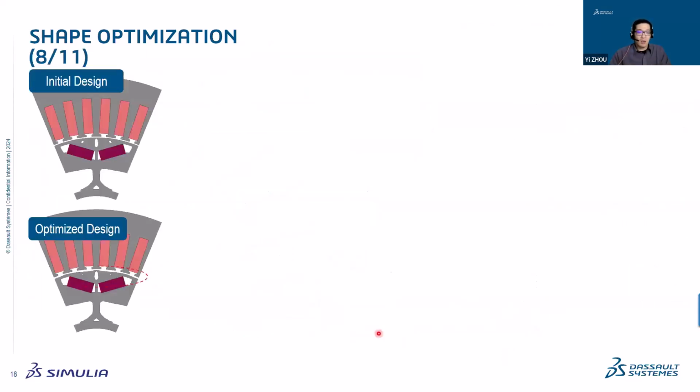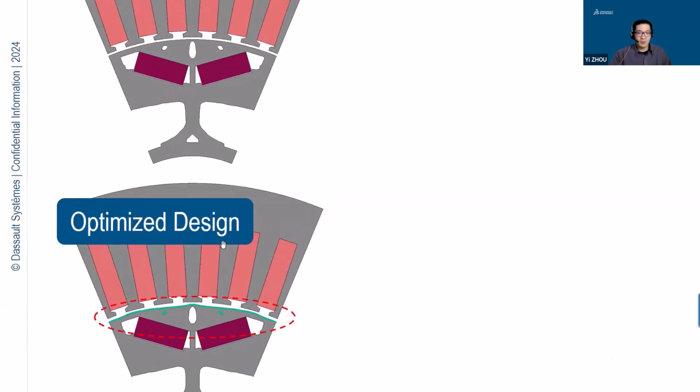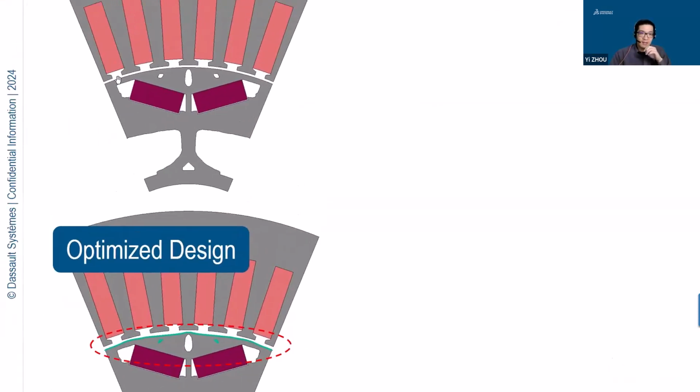Okay, so what happened? This is the initial design, this is our optimized design. Maybe it's not really good to observe, so let me zoom in. You can see that the initial design has a very smooth rotor surface, but the optimized design, maybe it's more obvious.